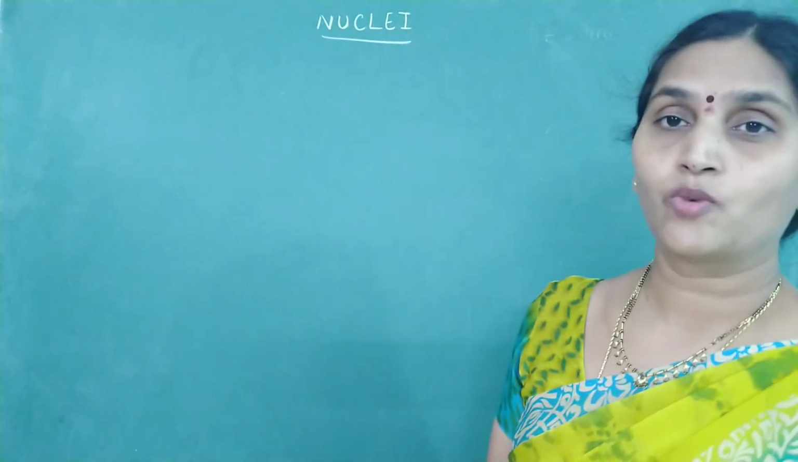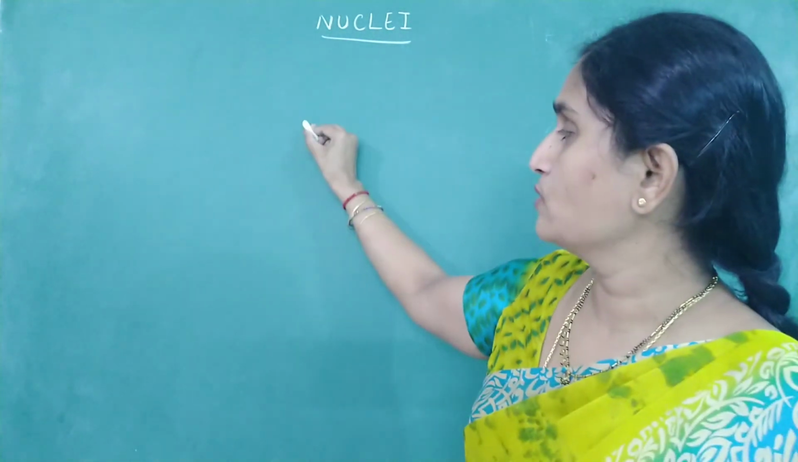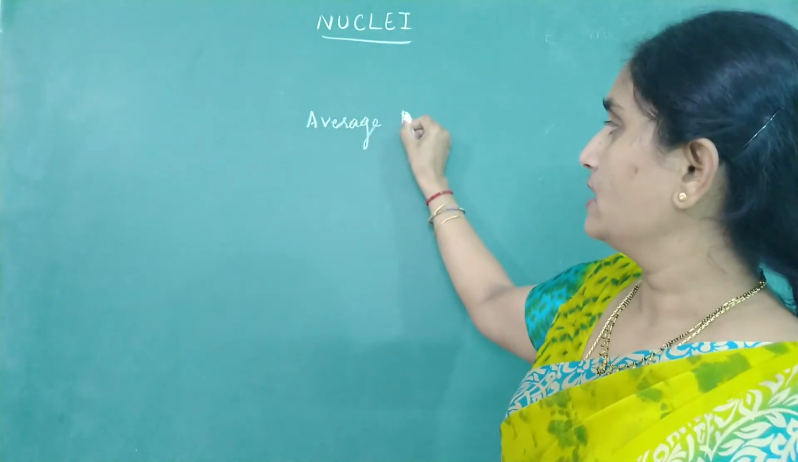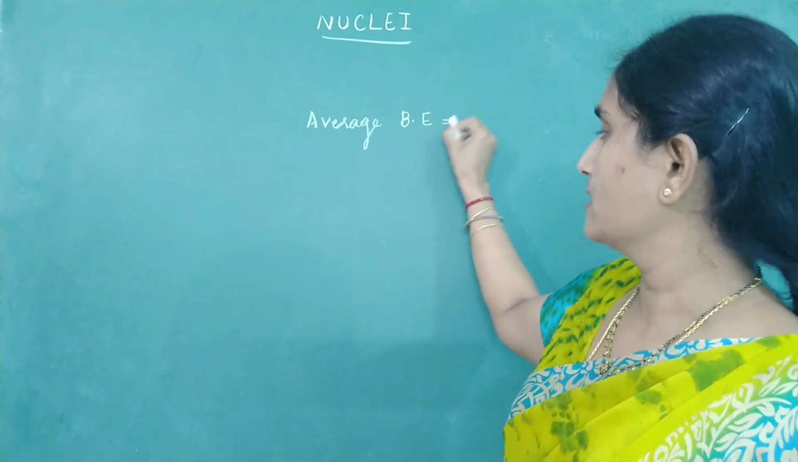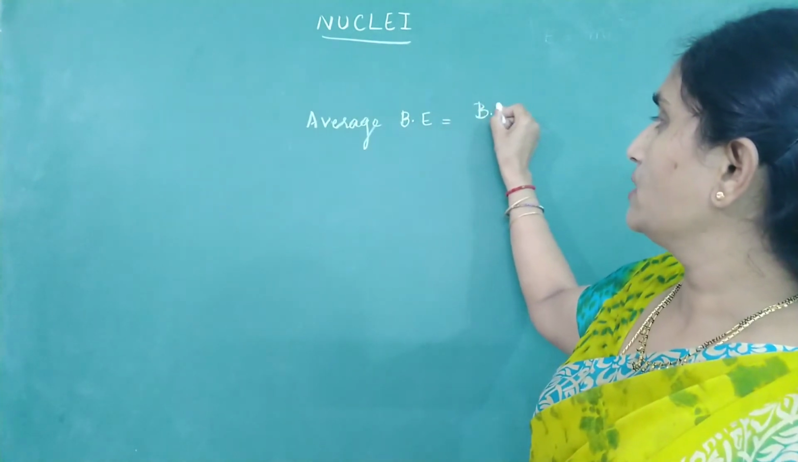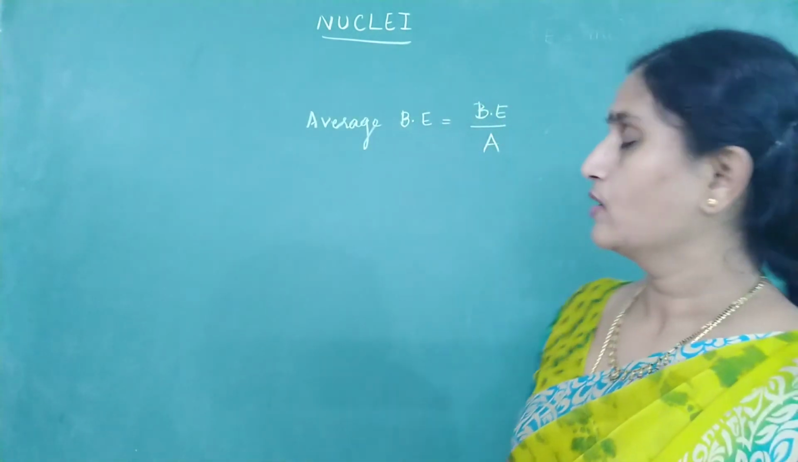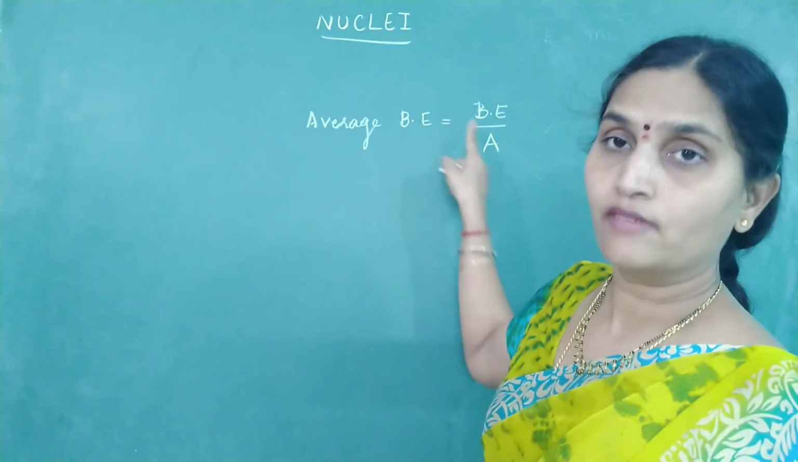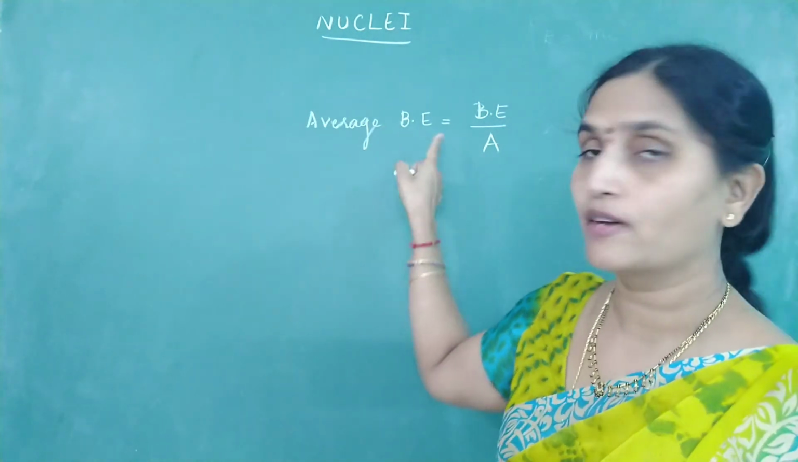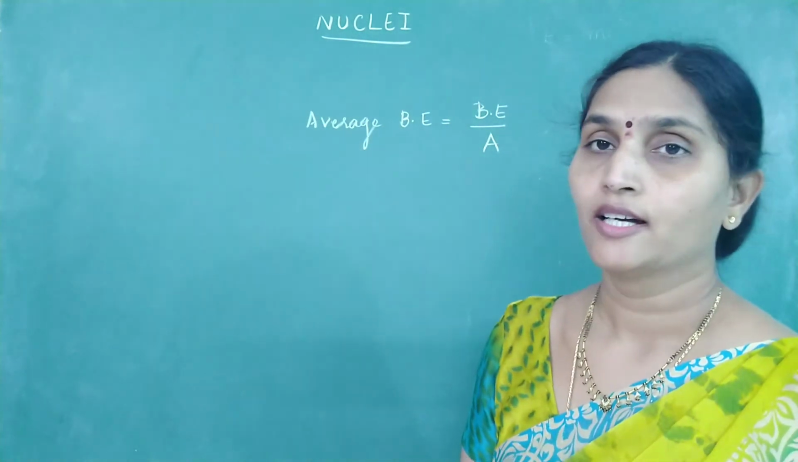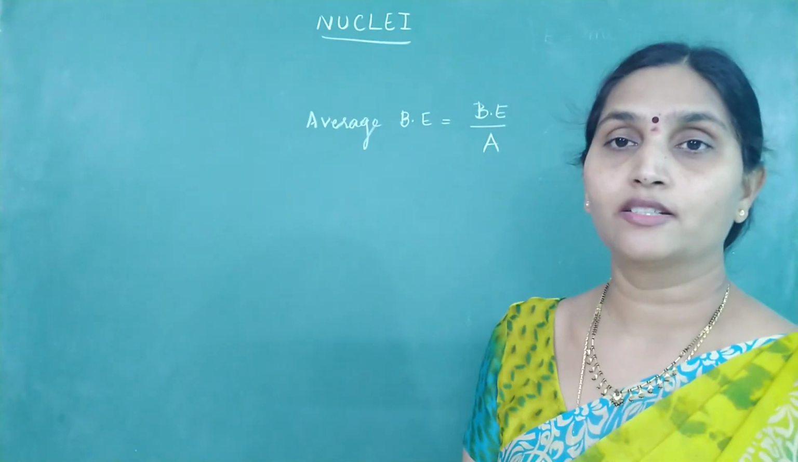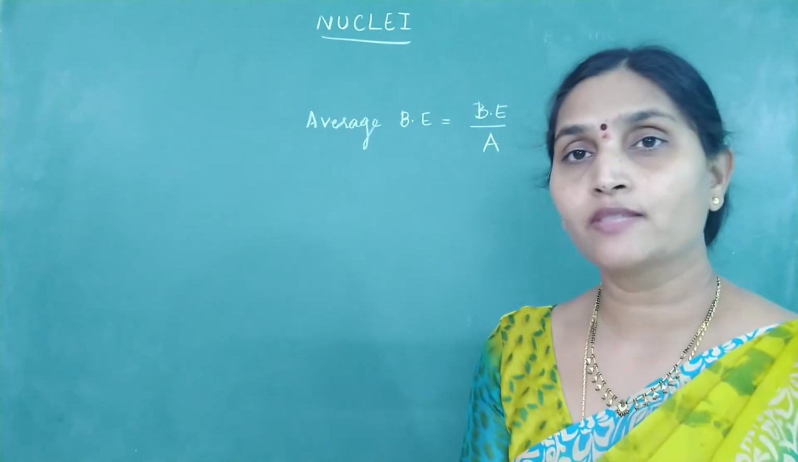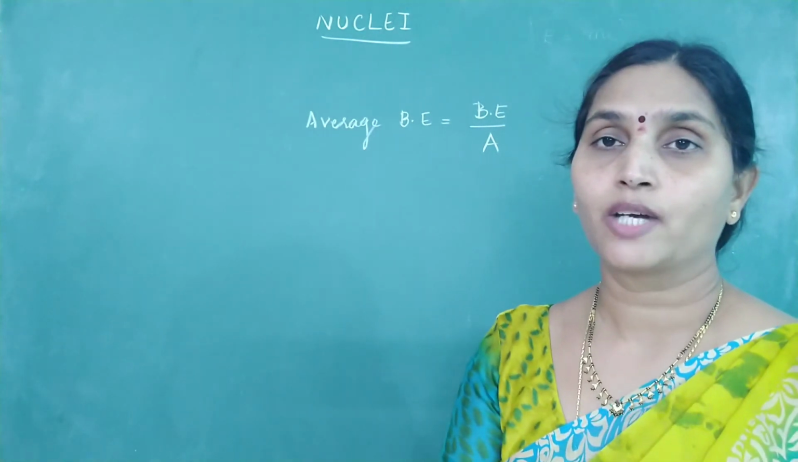Now that you have understood what is binding energy and mass defect, let's look into what is average binding energy. Average binding energy is defined as binding energy per nucleon. We know A gives you the number of nucleons inside the nucleus. The total binding energy divided by A gives me the average or mean binding energy. By making use of this average binding energy, we can discuss the stability of the nucleus. If average binding energy is very high, then you can say it is highly stable.